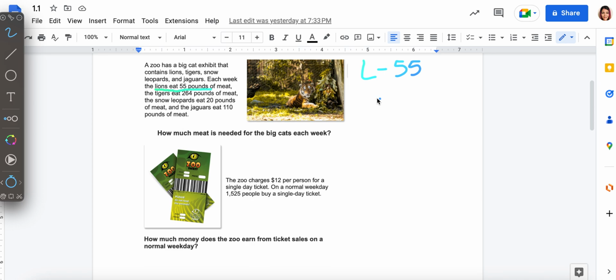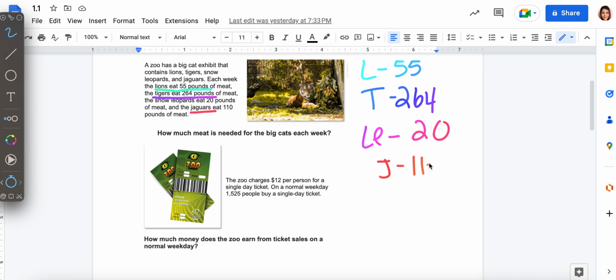The tigers eat 264 pounds of meat. We can underline it. And the snow leopards eat 20. So leopards, I'm going to write SL for leopards. And they do 20 pounds of meat. And the jaguars, J, eat 110 pounds of meat. We want to know how much meat is needed for the big cats each week. So we're wanting to know the total.